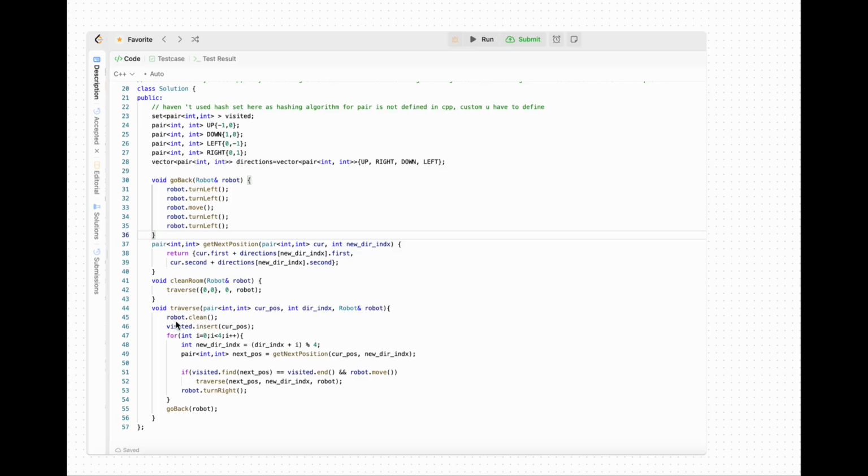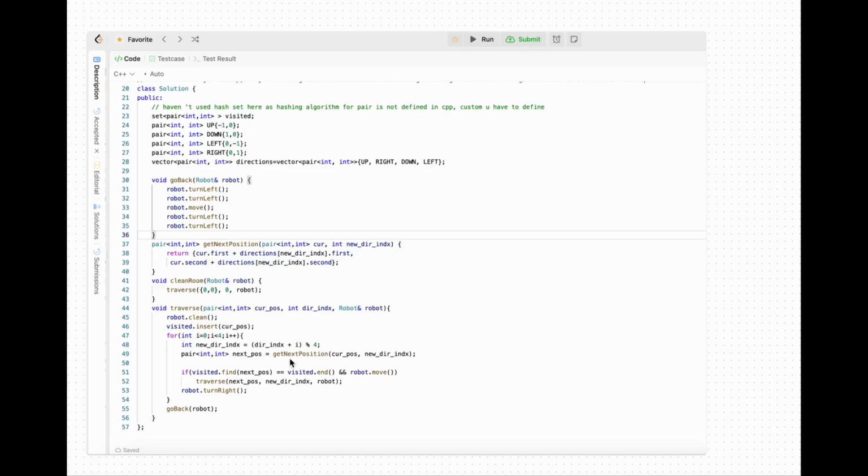Now, when we start our traversal, first the robot cleans the location, and then we insert this current position in the visited vector, and then we look at all the nearby 4 cells. So starting from the cell which is in the same direction as the robot. Initially the value of i is 0 and direction index is the direction of the robot, so the next direction index is basically the same as the direction index.